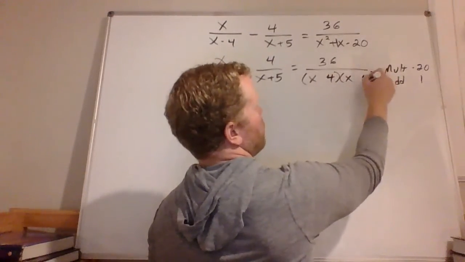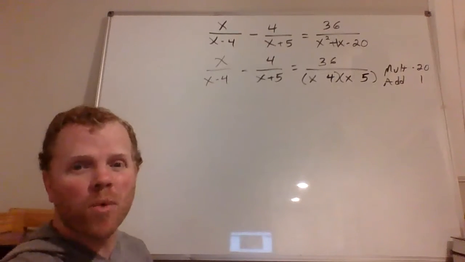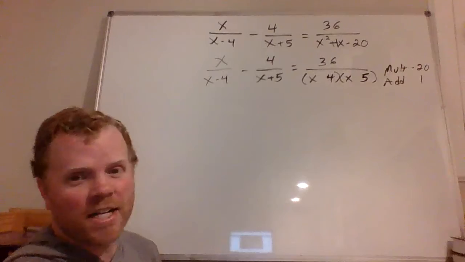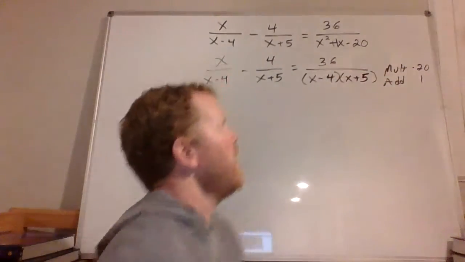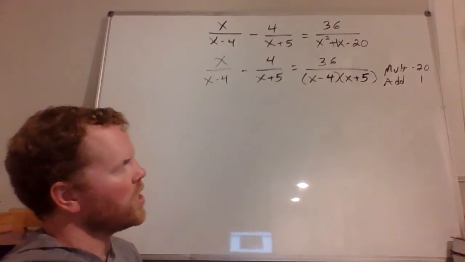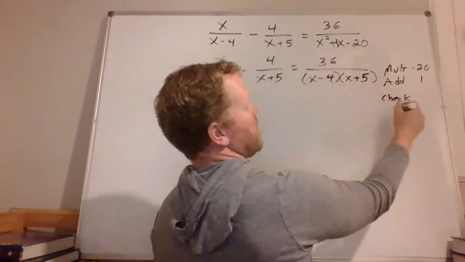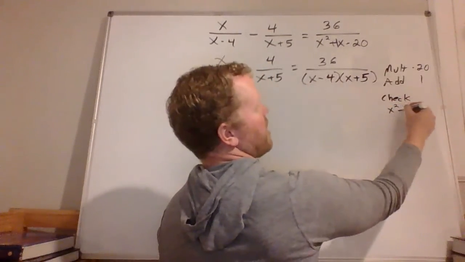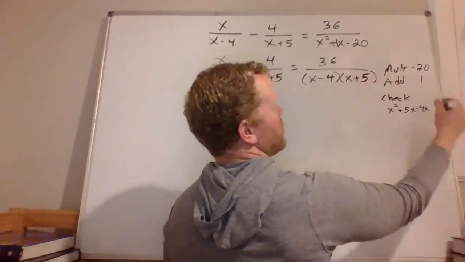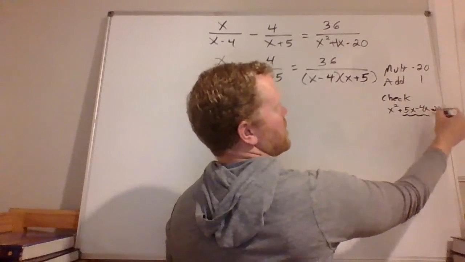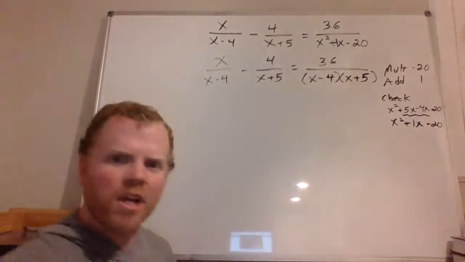We just have to sort out which one's going to be positive and which one's going to be negative. Because if they multiply together to be negative 20, one's got to be negative, one's got to be positive. If they're going to add together to be 1, then it's got to be the 5 that's positive and the 4 that's negative. If you want to check that you factored it right, all you have to do is just FOIL it out. X times x is x squared. X times 5 is 5x. Negative 4 times x is negative 4x. And negative 4 times 5 is negative 20.